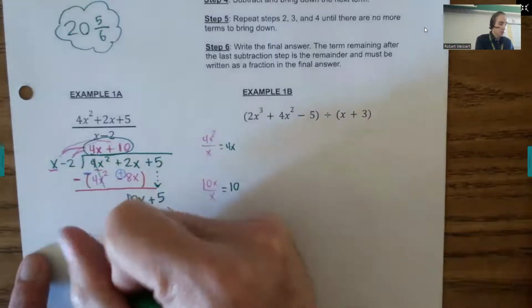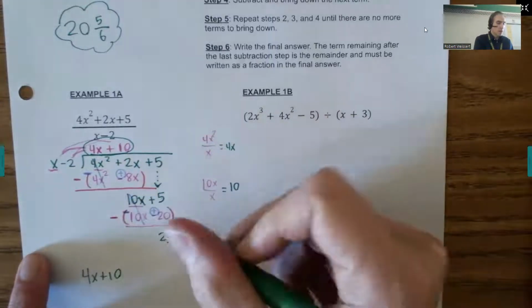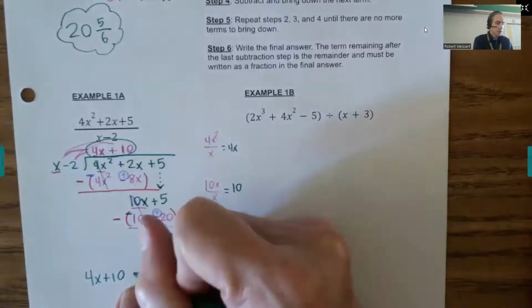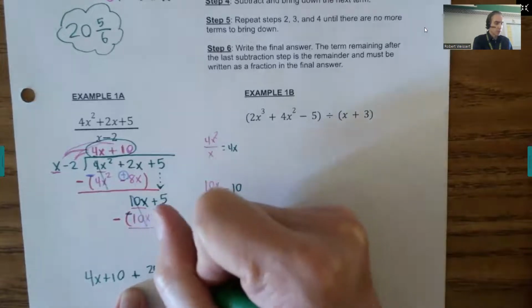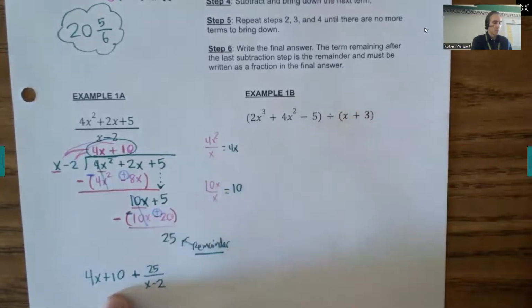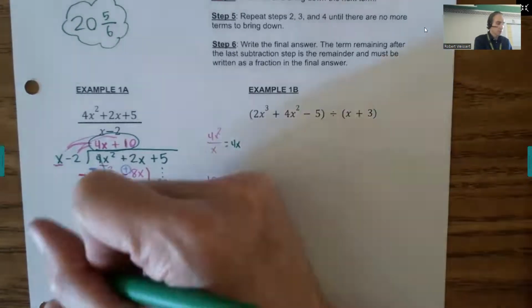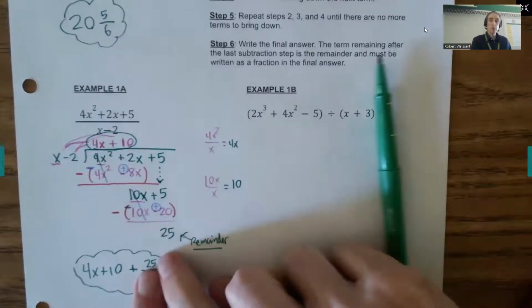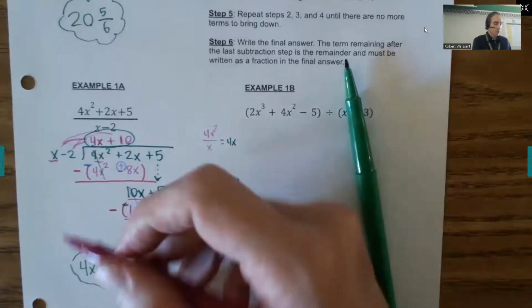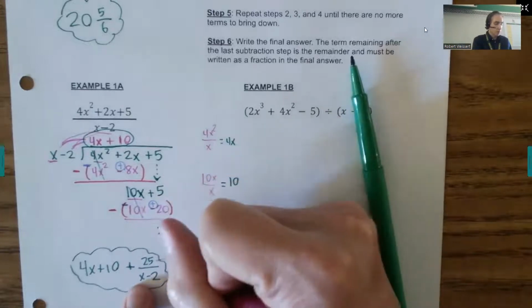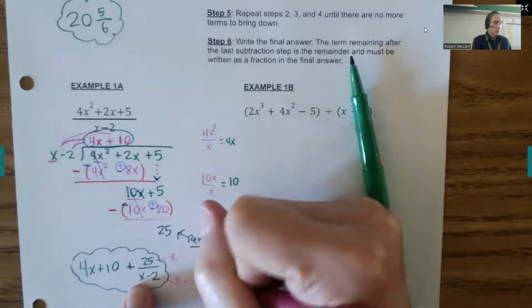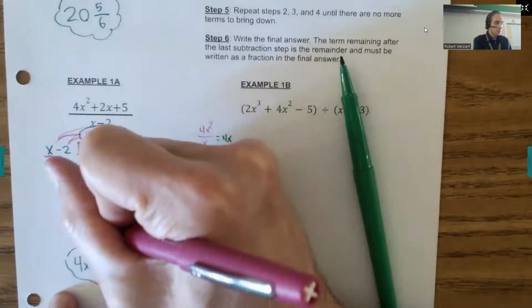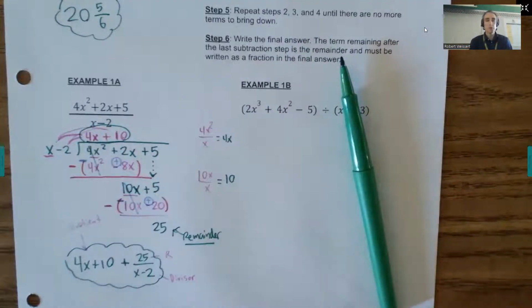We say 4x plus 10. Now we want to put a plus between those, so it's going to be plus 25 over x minus 2. So that's how you write your final solution. Remember, this number out here is your remainder. This is your divisor. Let me make a little note here. Your remainder, divisor, and this is going to be your quotient. And together that forms your full solution.